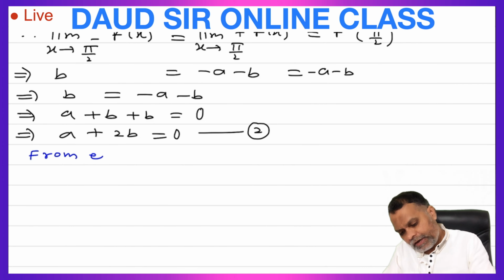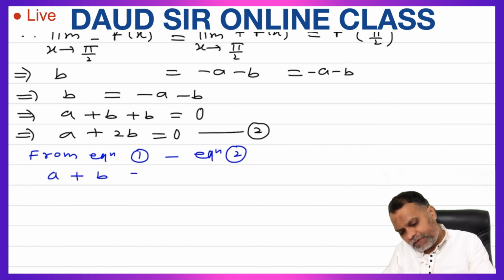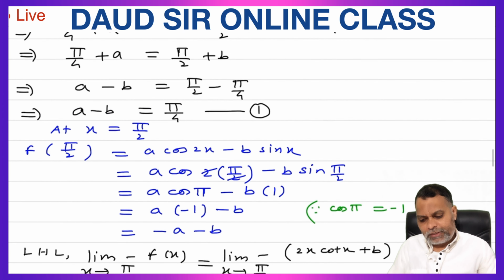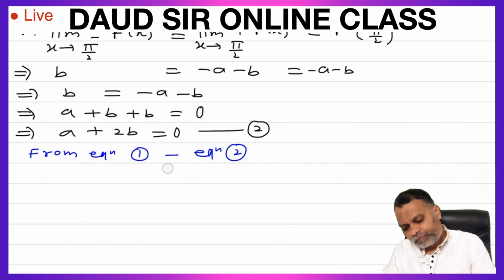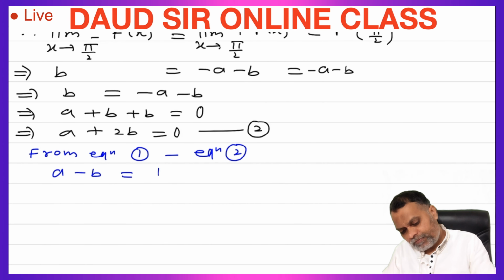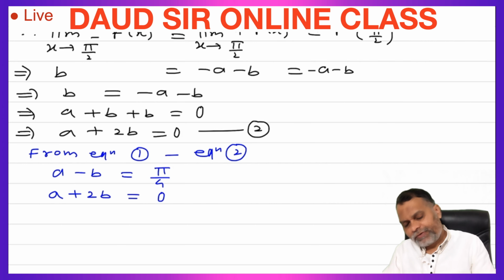From equation 1 minus equation 2. Equation first is a plus b is equal to pi by 4, and second equation, a plus 2b is equal to 0. Here we are subtracting equation second, so change the sign of the second equation: minus a minus 2b, and this is 0 only.